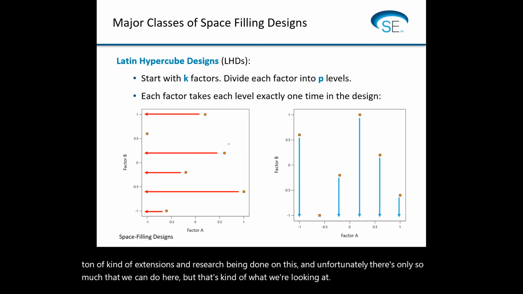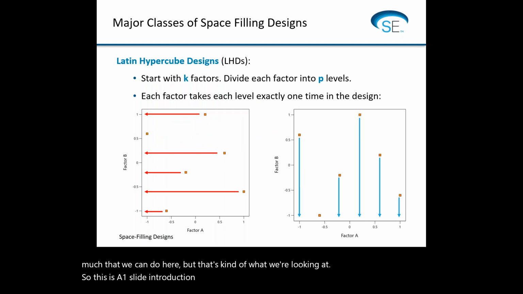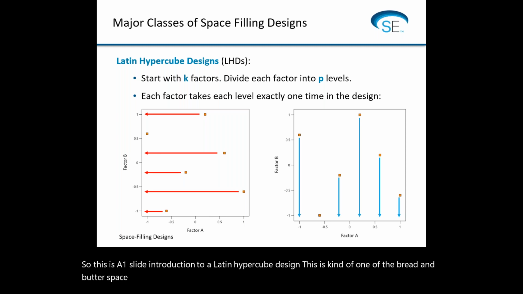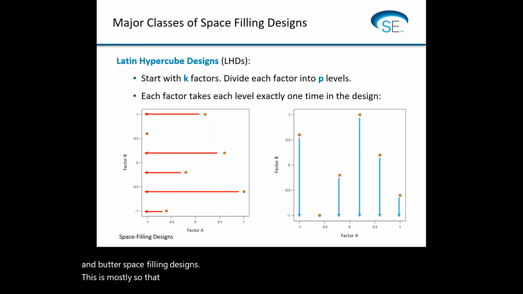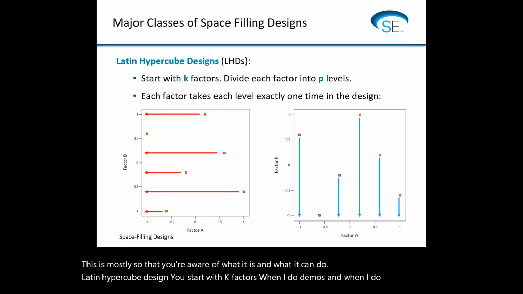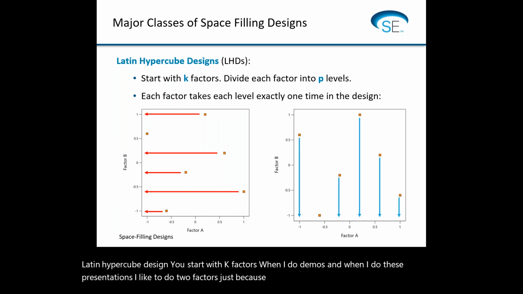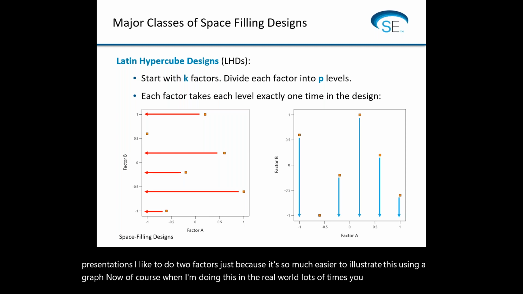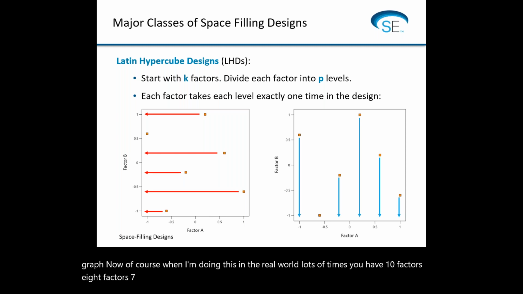So this is a one-slide introduction to a Latin Hypercube design. This is one of the bread and butter space filling designs. This is mostly so that you're aware of what it is and what it can do. For a Latin Hypercube design, you start with K factors. When I do demos and presentations, I like to use 2 factors because it's so much easier to illustrate using a graph. In the real world, lots of times you'll have 10 factors, 8 factors, 7 factors, and so on. But you start with K factors and you divide each one into P levels.